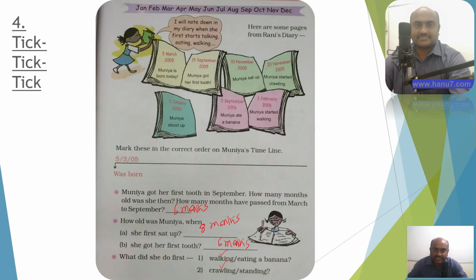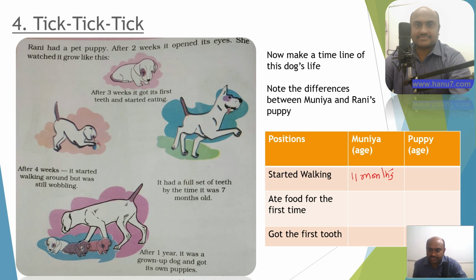From the previous slide you can see she started walking in February 2006. Okay, from March to April, 1 year, 1 month, 2 months, 3 months, 4 months, 5 months, 6, 7, 8, 9, 10 and 11 months. Okay, so 11 months I wrote it here.